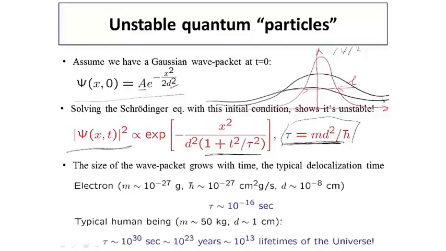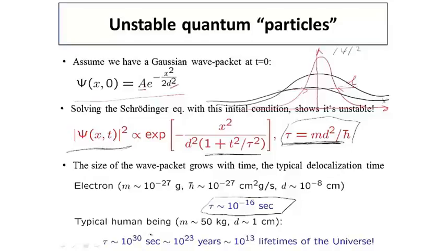One case will be an electron, a microscopic elementary particle with a mass of about 10 to the minus 27 grams. Let's assume that it's localized on atomic length scales of order 1 angstrom, 10 to the minus 8 centimeters. If we plug in the numbers, the typical time scale at which the localization radius of this electron doubles is of the order of 10 to the minus 16 seconds, which is an extremely short time scale, hardly observable in any experiment.